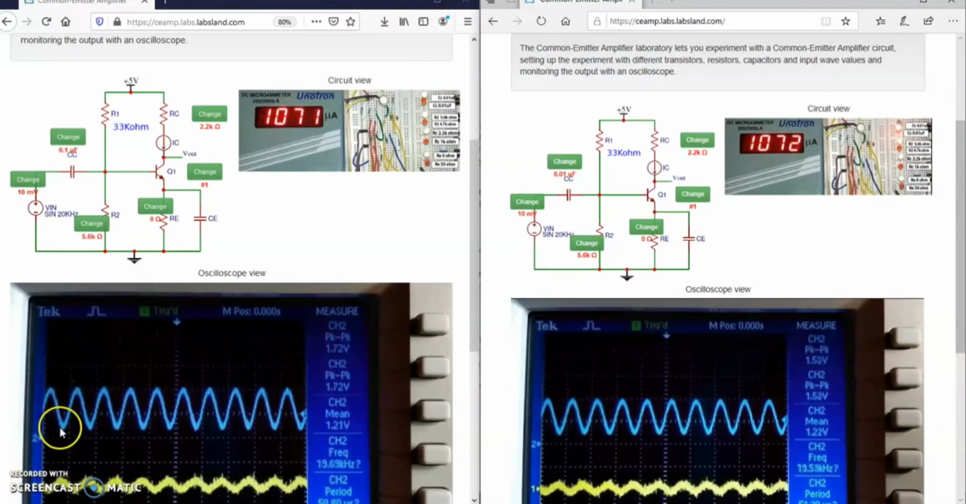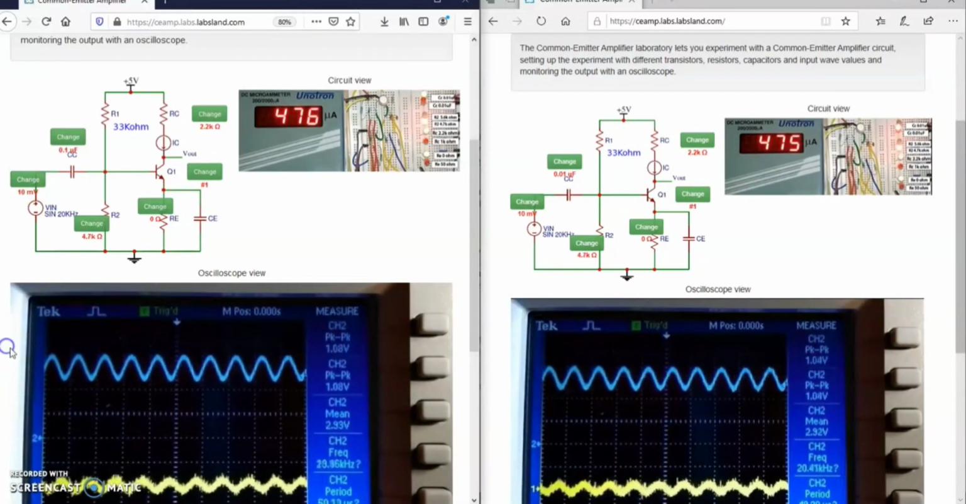Let's see changes in the CE amplifier response if coupling capacitor CC value is modified from 0.1 microfarad to 0.01 microfarad. As the CC does not affect the biasing, the collector current remains at 1070 microampere. The DC voltage at the collector remains at 1.23 volt and the peak-to-peak output voltage remains at 1.72 volt. For R2 of 4.7 kΩ they are constant at 476 microampere, 2.93 volt and 1.02 volt respectively.